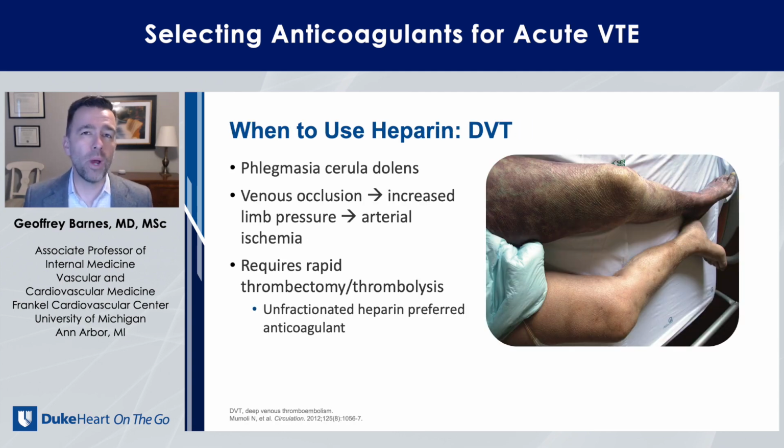So many people ask, when should I use heparin versus when should I use something else? Well, if the patient has a DVT, a blood clot in the leg, the most important time to use heparin is probably somebody who has a threatened limb, what's called phlegmasia cerulea dolens. This is where the venous occlusion leads to increased pressure in the limb, causing arterial ischemia. This is a situation that requires rapid intervention with either thrombectomy or thrombolysis. So unfractionated heparin is usually the way to go in this very rare but serious situation.